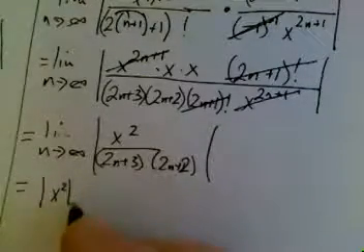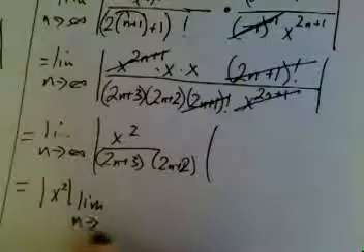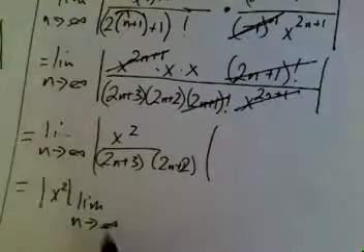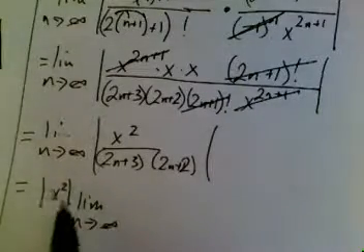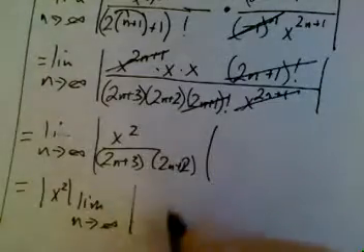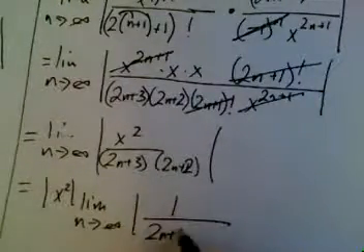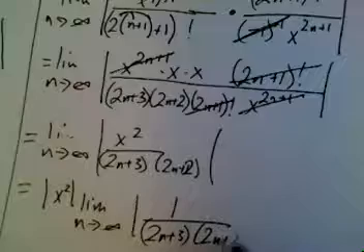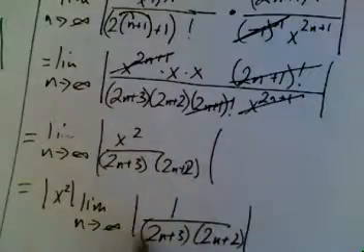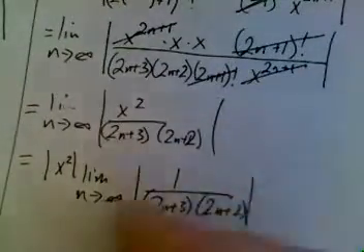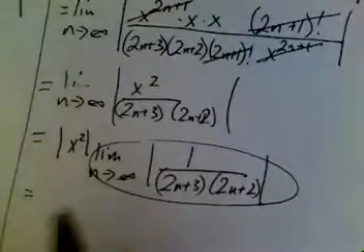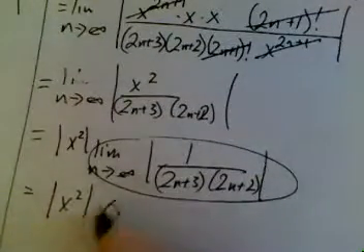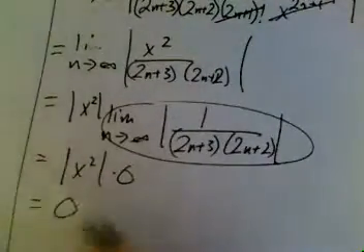And it's going to be the limit as n goes to infinity. And again, why can I pull this x out here? Because it's got nothing to do with n. X is not part of n. And there's the absolute value of 1 over 2n plus 3 times 2n plus 2. And that whole thing is going to go to 0. So if this whole limit is going to go to 0, this is the absolute value of x squared times 0. Anything times 0 is 0.